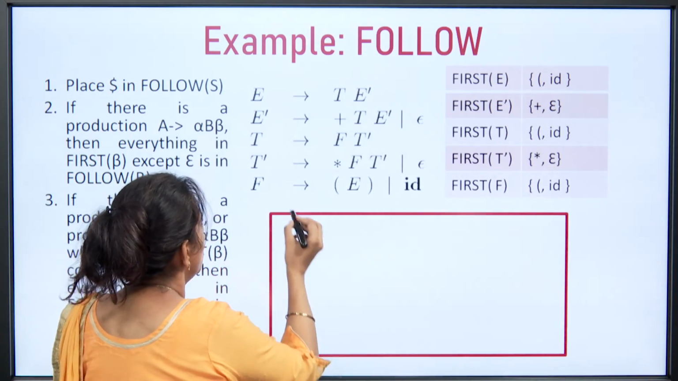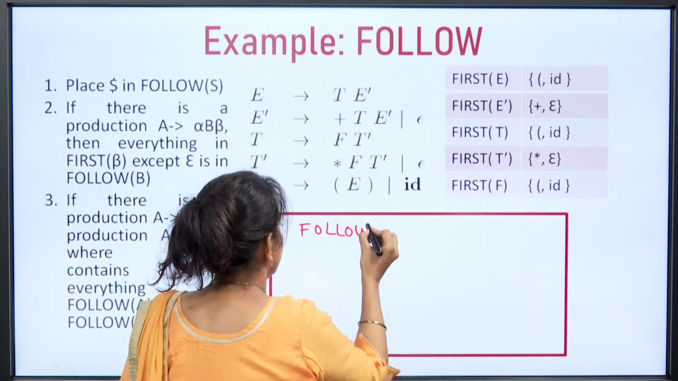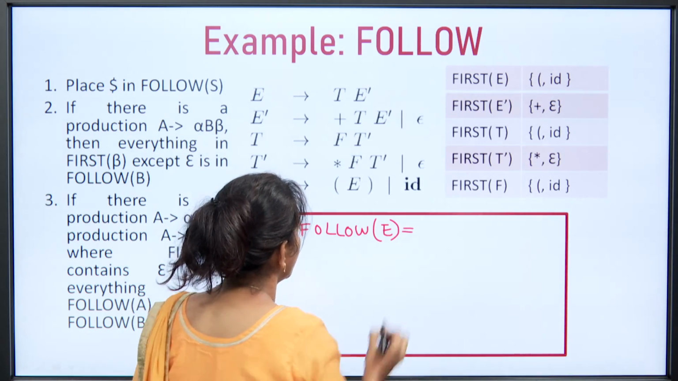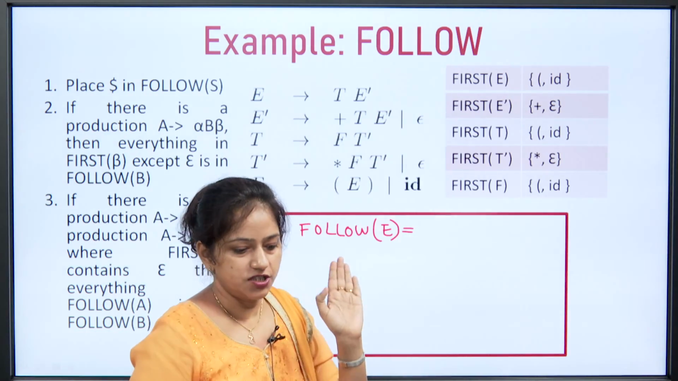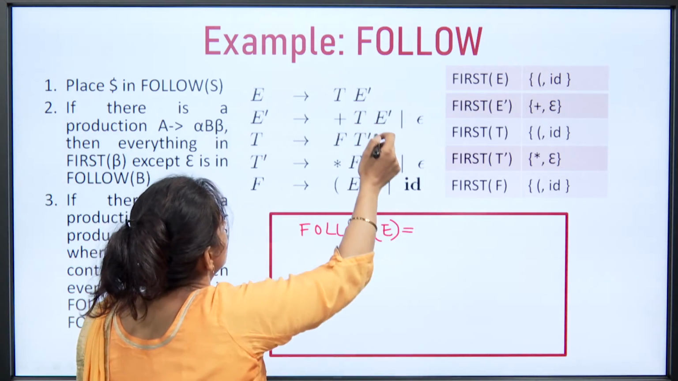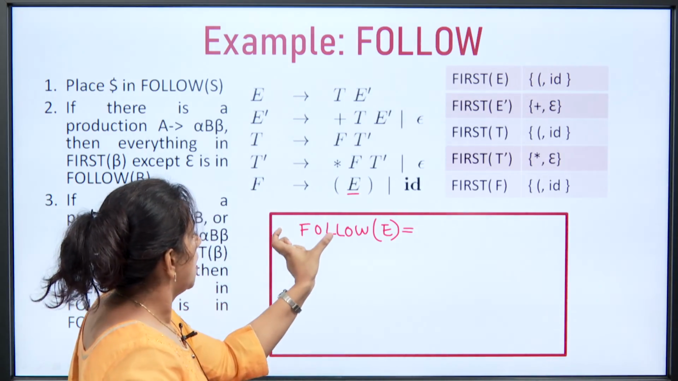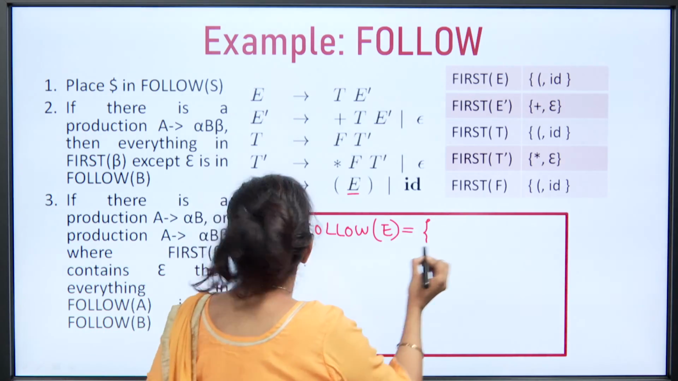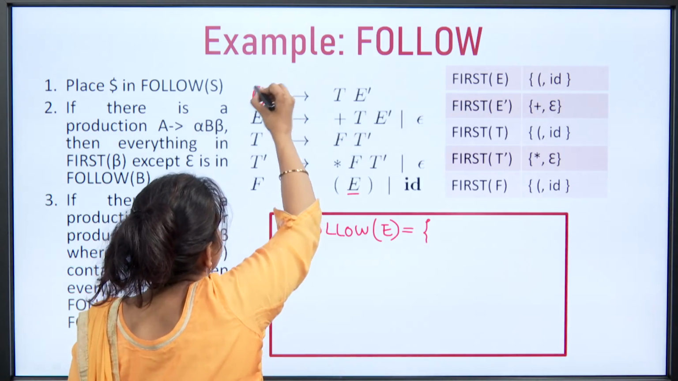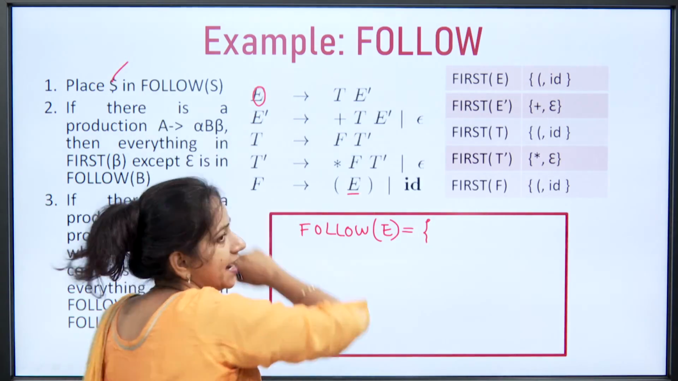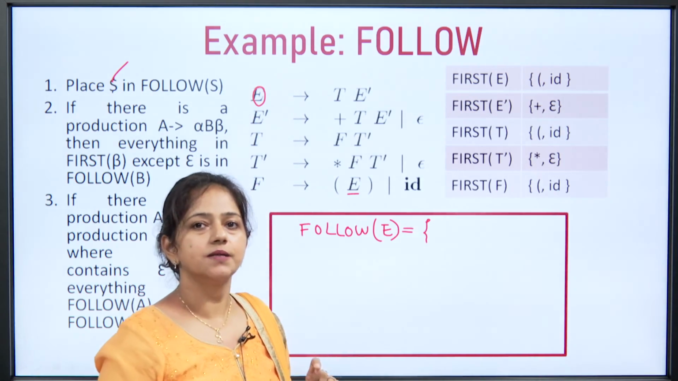Now we will obtain follow of every non-terminal. First is follow of E. Follow of E means we will look at the right hand side of productions. Here capital E lies in this alternate. First, the easiest thing is we will use rule 1. If it is the start symbol of the grammar, then we simply add a dollar in follow of E. Here we know capital E is the start symbol of the grammar.